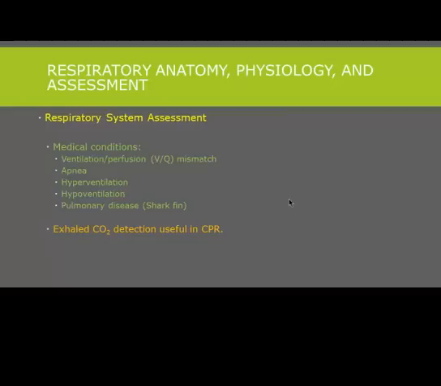Your pulmonary diseases, your reactive airway diseases, or other diseases that cause bronchoconstriction. Makes sense why it would give you a skewed waveform, because you've got a slower exhalation process. You've got air coming out slower because of those constricted bronchioles.